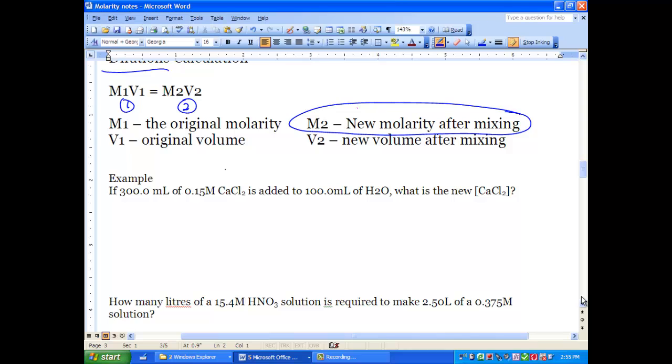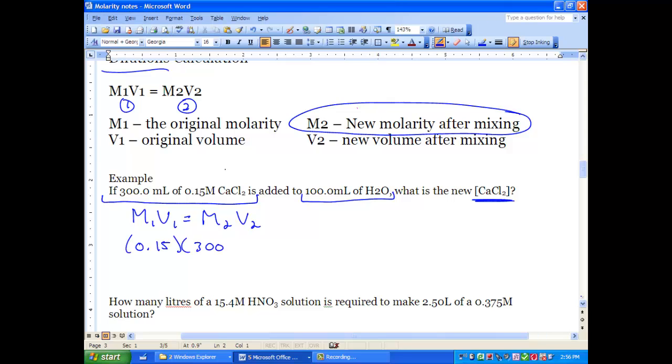So in my first example, here is the first solution, 300 mils of 0.15 molar calcium carbonate, and you're going to add it to 100 mils of water. We need to solve for the new concentration. So I always like writing out the equation, M1V1 equals M2V2. Molarity 1 and volume 1 is the original thing that you're starting with. So the original molarity is 0.15. The original volume of it is 300.0. This question wants us to solve for the new concentration.